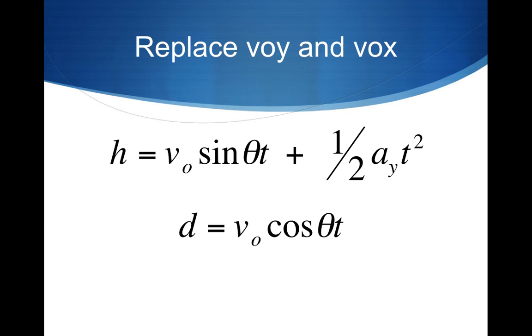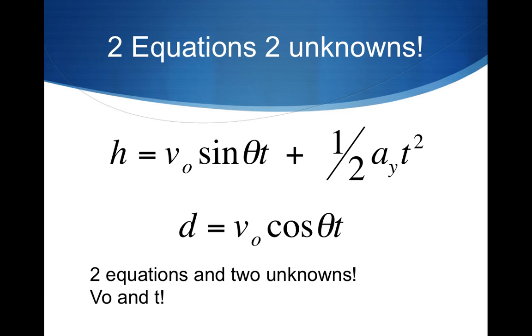Now let's look at it. Well, we have only two things we don't know. We don't know v0 and we don't know t. So that is a solvable situation. Hooray! We have two equations and two unknowns. At this point, I've also taken out a_x because we know that's 0, so the d equation looks a little bit better. All right, so here we go.